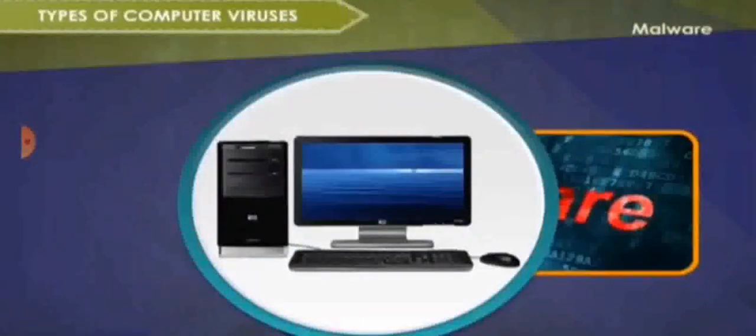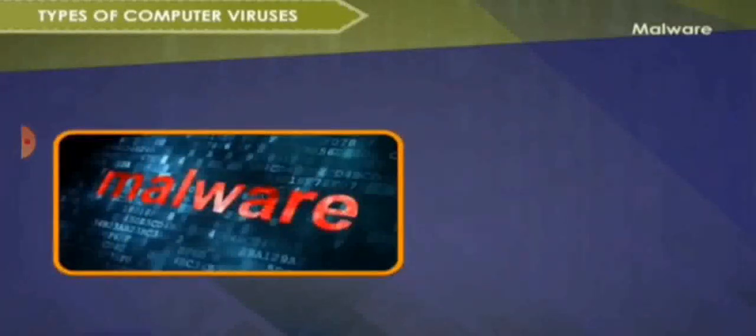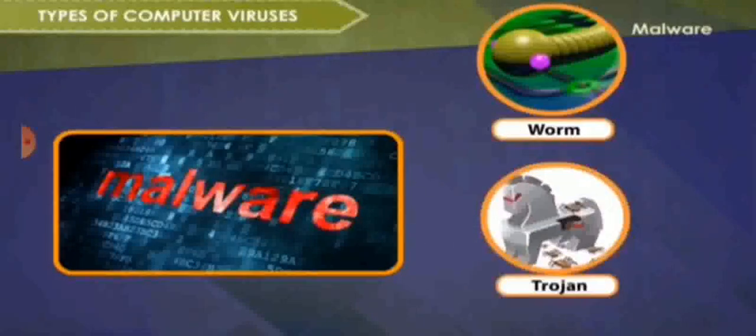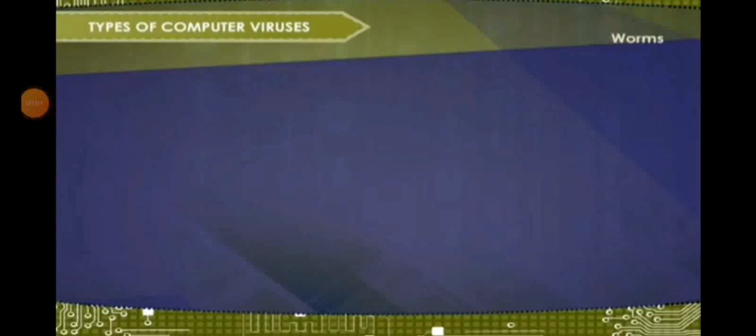Malware is short for malicious software. The word refers to any program that infiltrates and harms a computer without the user's consent. It can slow down computers and networks. It can be annoying and it can be actively destructive. Malware is a general term that includes computer viruses, worms, and Trojans. You already know about computer viruses. Let us discuss the other kinds of malware.